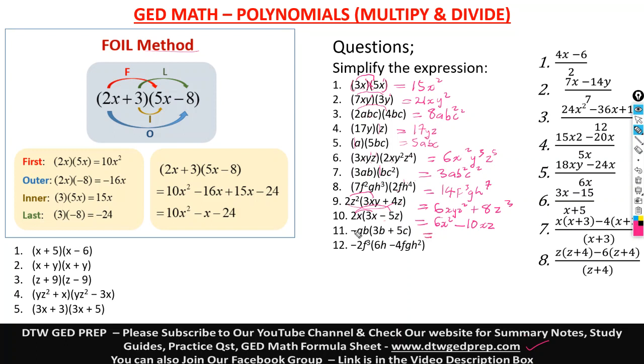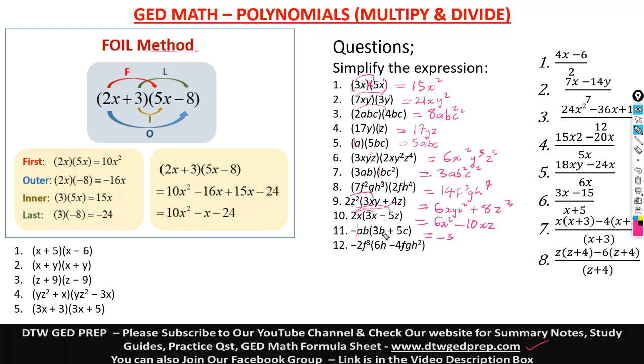Negative ab times 3b. Okay, this is a negative, so don't just drop the negative, use the negative. Remember the distributive property. Negative a times 3b is like 1 negative ab times 3b. So negative 1 times 3 is a negative 3.